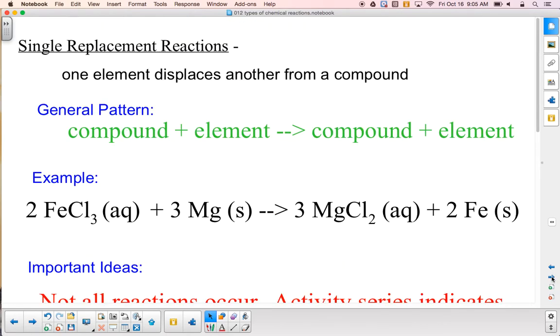Our next category of reaction is the single replacement reaction. This is when one element displaces another to form a compound. The general pattern here is a compound plus an element yields another compound plus another element. Essentially what happens is one element replaces another in a compound. Looking at our example, you'll notice that initially the iron is in a compound with chlorine, and then the magnesium and the iron switch places, so that on the product side of the equation, the magnesium is now in a compound with chlorine, and the iron is by itself.